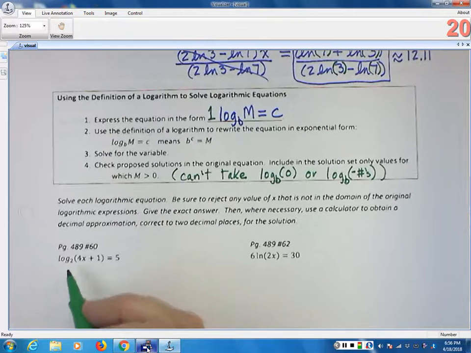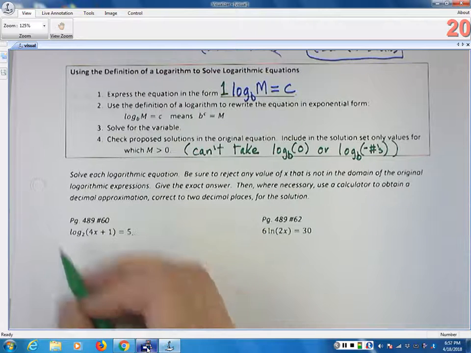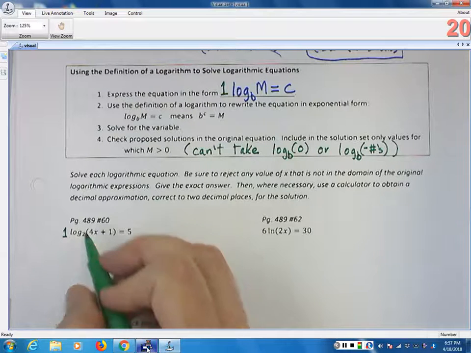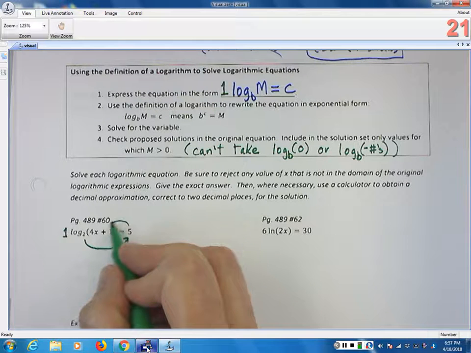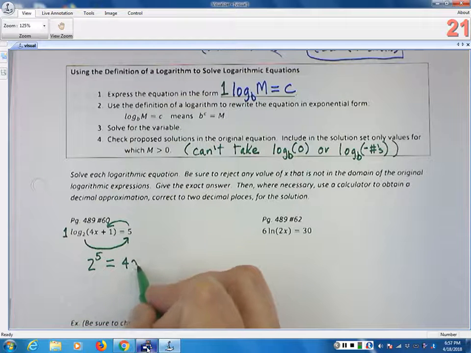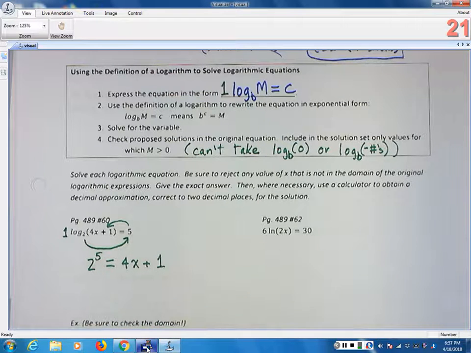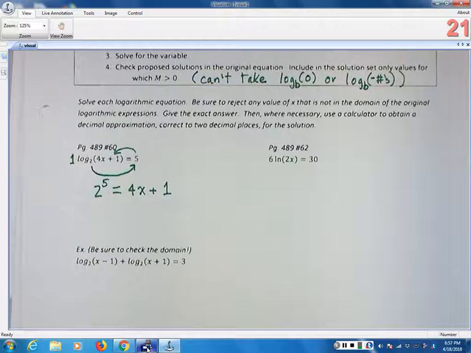Okay, so we're going to solve each logarithmic equation. Here it is. We have a single log equals a constant. So it's the base to the exponent equals the inside of the log. 2 to the 5 equals 4x plus 1. We rewrite that as an exponent. And now we don't have to take natural log of both sides or anything. 2 to the 5 is a number like that. Do it in your calculator, it's 32.